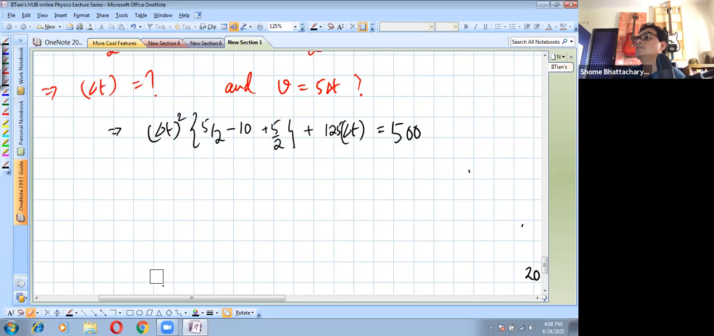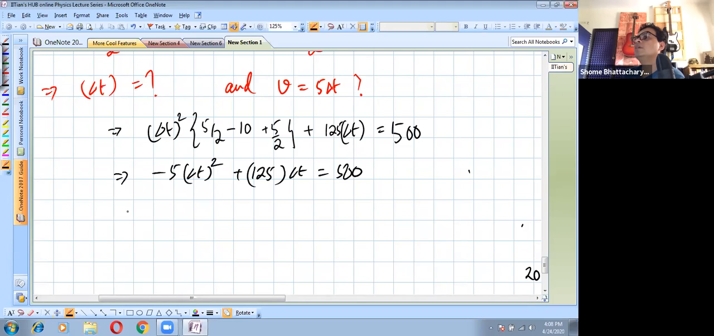Okay, let's just look at this part again. So what is this giving me actually? This is giving me 5 by 2 plus 5 by 2, which is 5 minus 10. So sorry, that is 5 minus 10 or minus 5 delta t square, plus 125 delta t. So it seems that we will have to solve the quadratic equation after all.